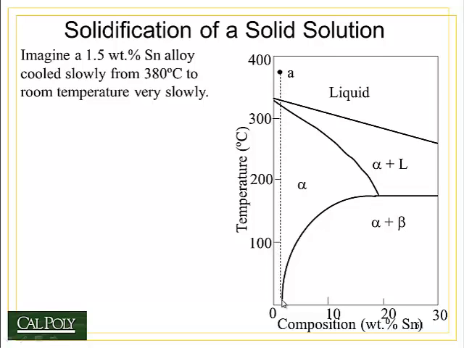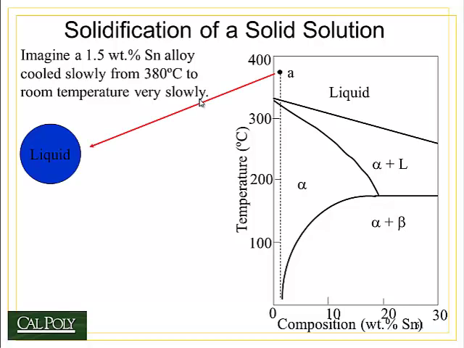And we're going to cool from that point A down to room temperature, which is way down here, down near the x-axis, very slowly. So notice that it says very slowly. So we assume that everything stays in equilibrium. So what happens at point A? Well, at point A we have all liquid. Now importantly, we could answer a few more questions about our material. For example, what is the composition of the liquid at A? Well, the composition is 1.5 weight percent tin and 98.5 weight percent lead.